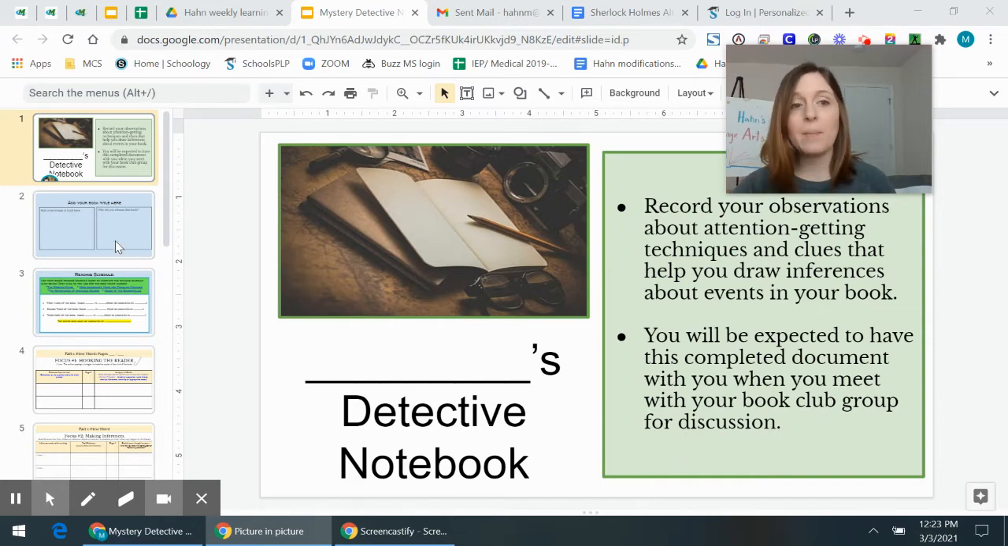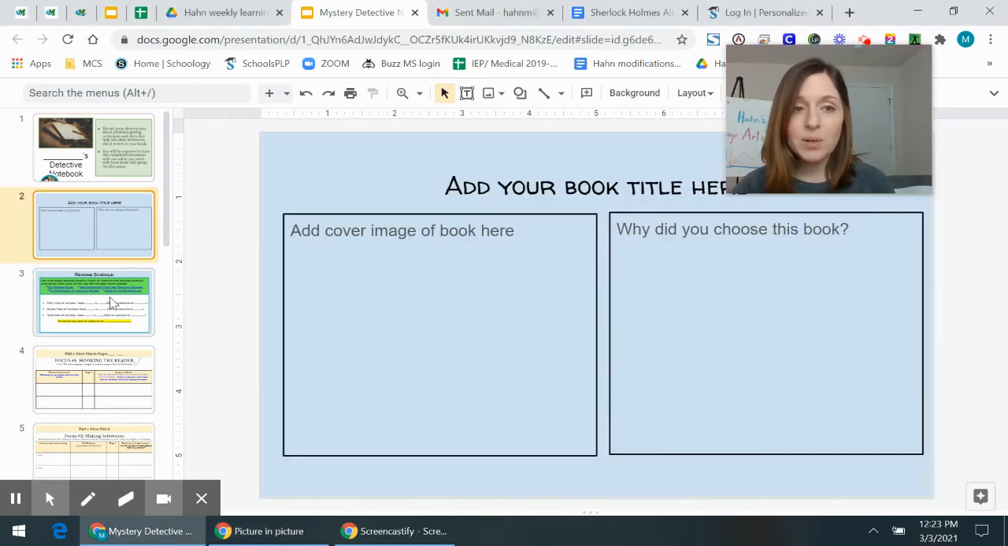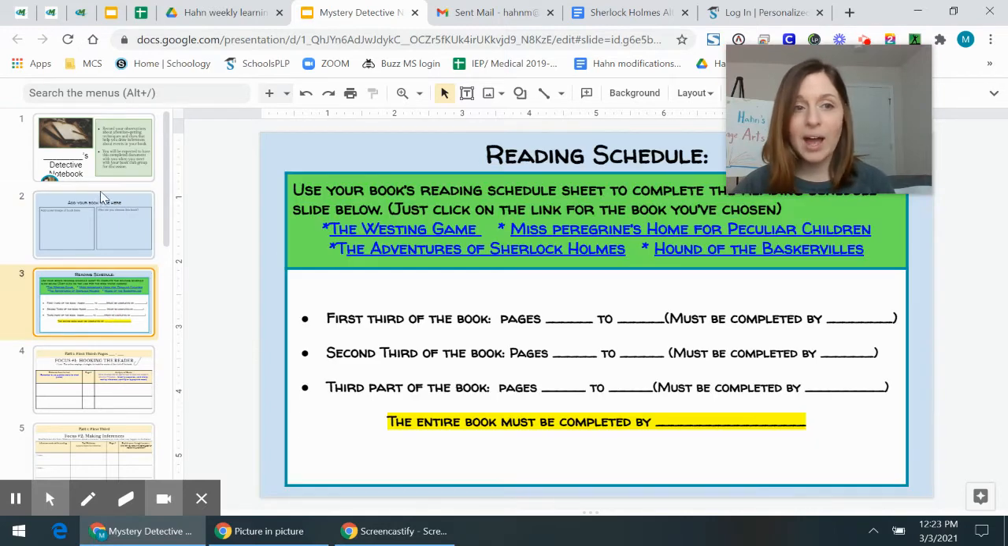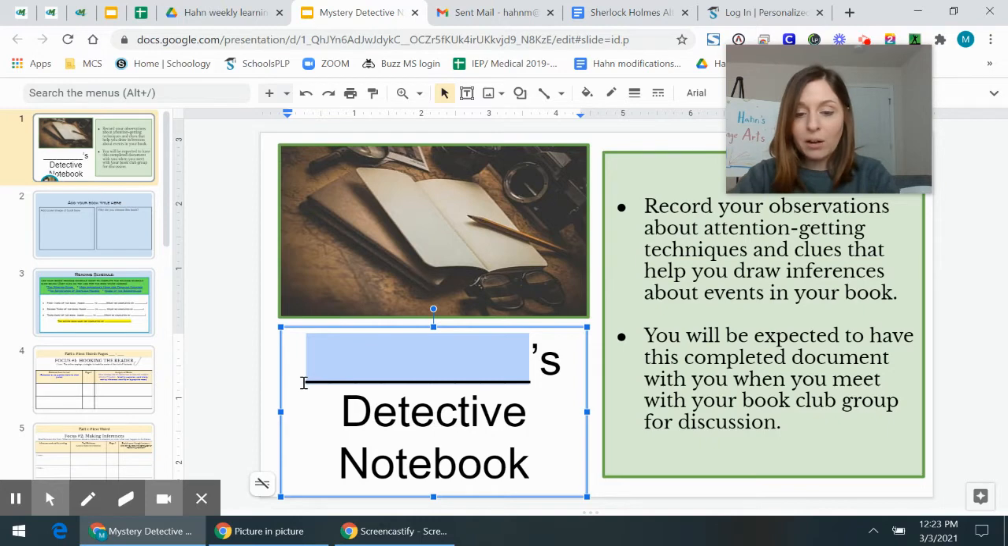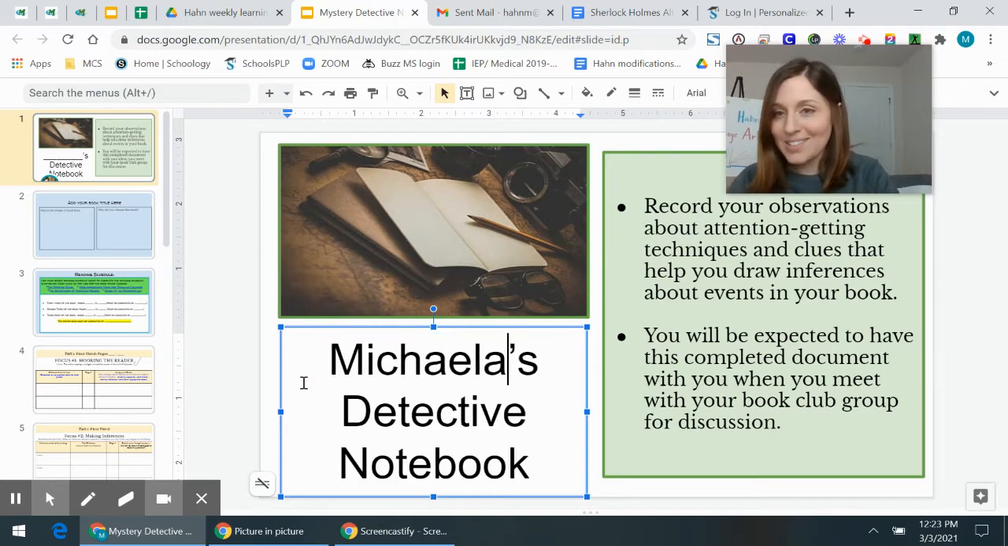Once you make your own copy of this document right here, you'll notice instead of a Google Doc, it's actually a Google Slides. So the first thing you're going to do is you're going to change this and put your name there, right? So I would say Mrs. Hahn, or my first name is Michaela's Detective Notebook. And then I would move on to slide 2.